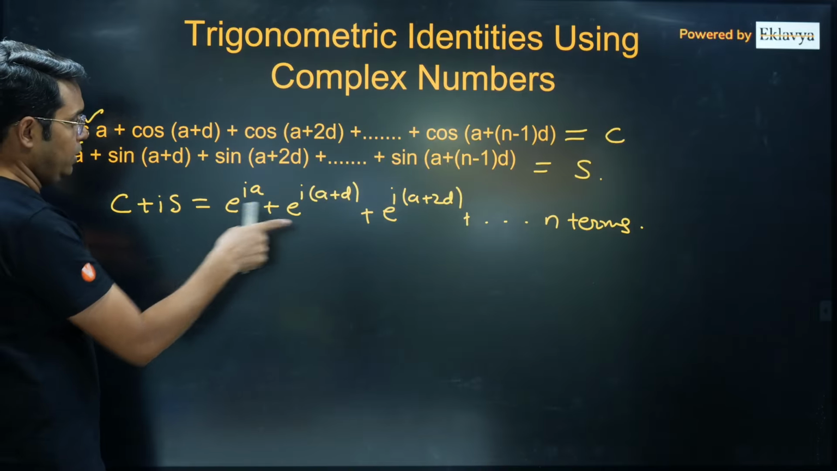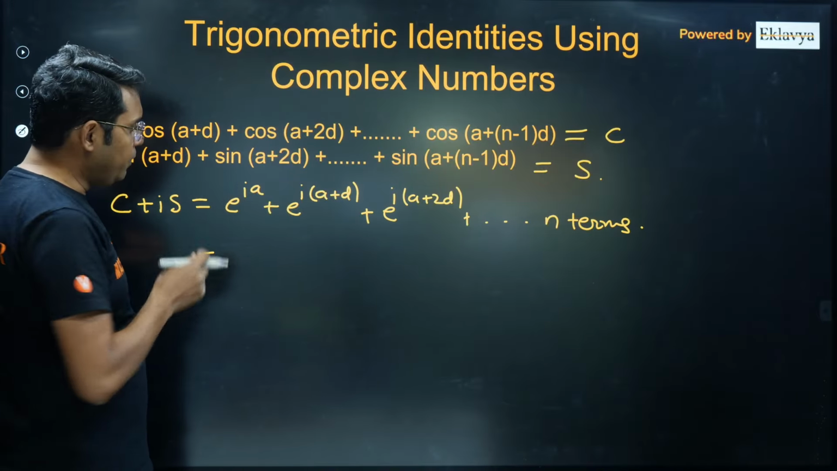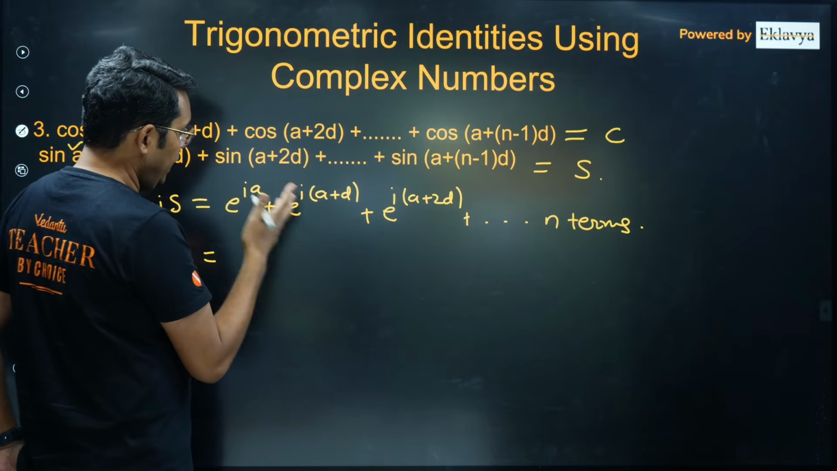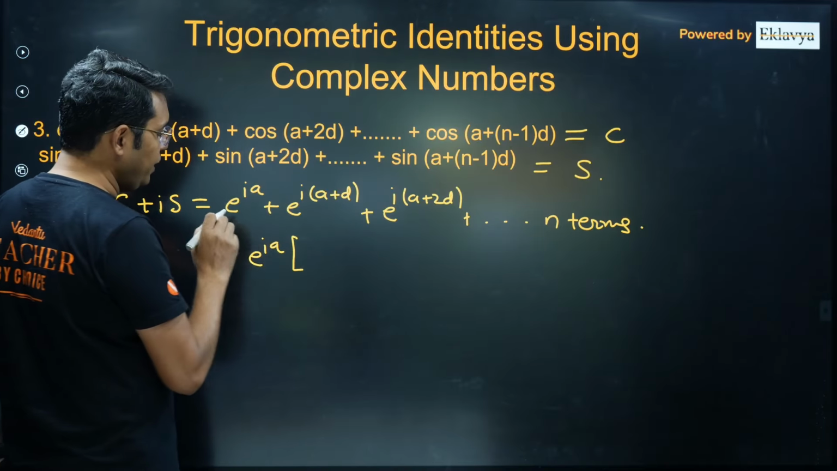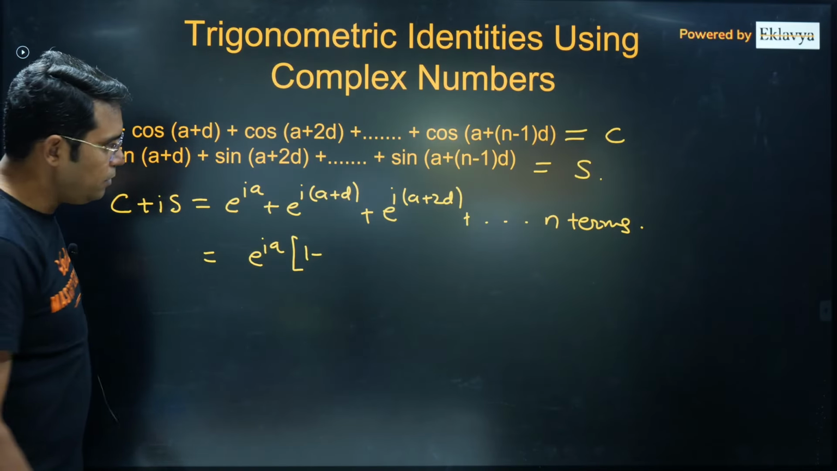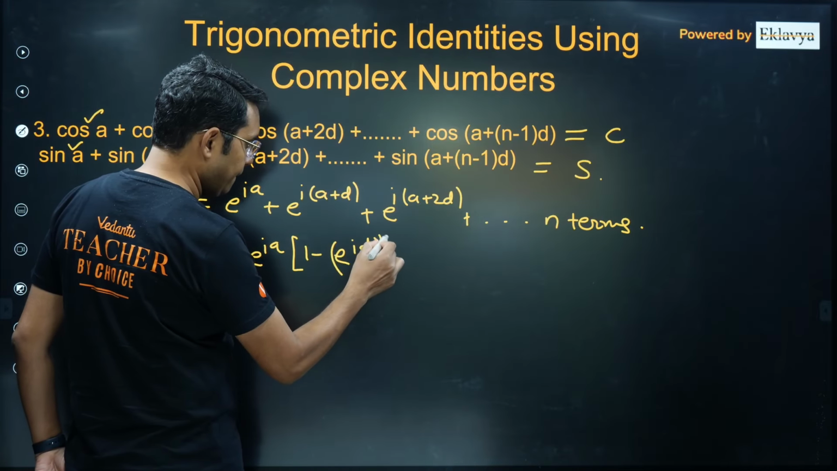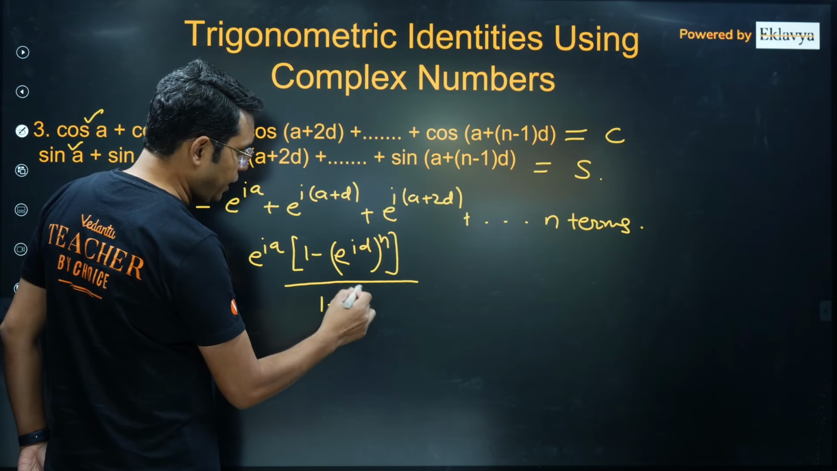Okay, so now if we are looking for the sum of these n terms, I think it's a GP, because every time you are multiplying by e power iota d, and first term is e power iota a. So its sum would be e power iota a times 1 minus e power iota d whole power n upon 1 minus e power iota d.